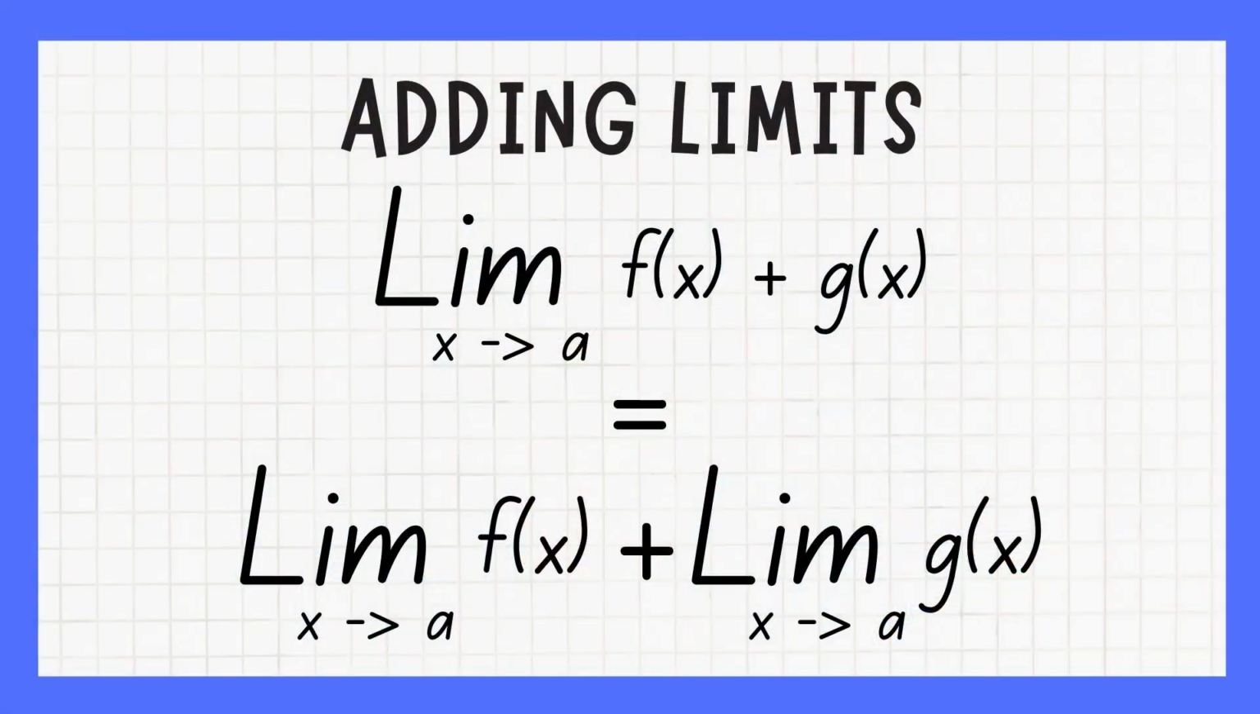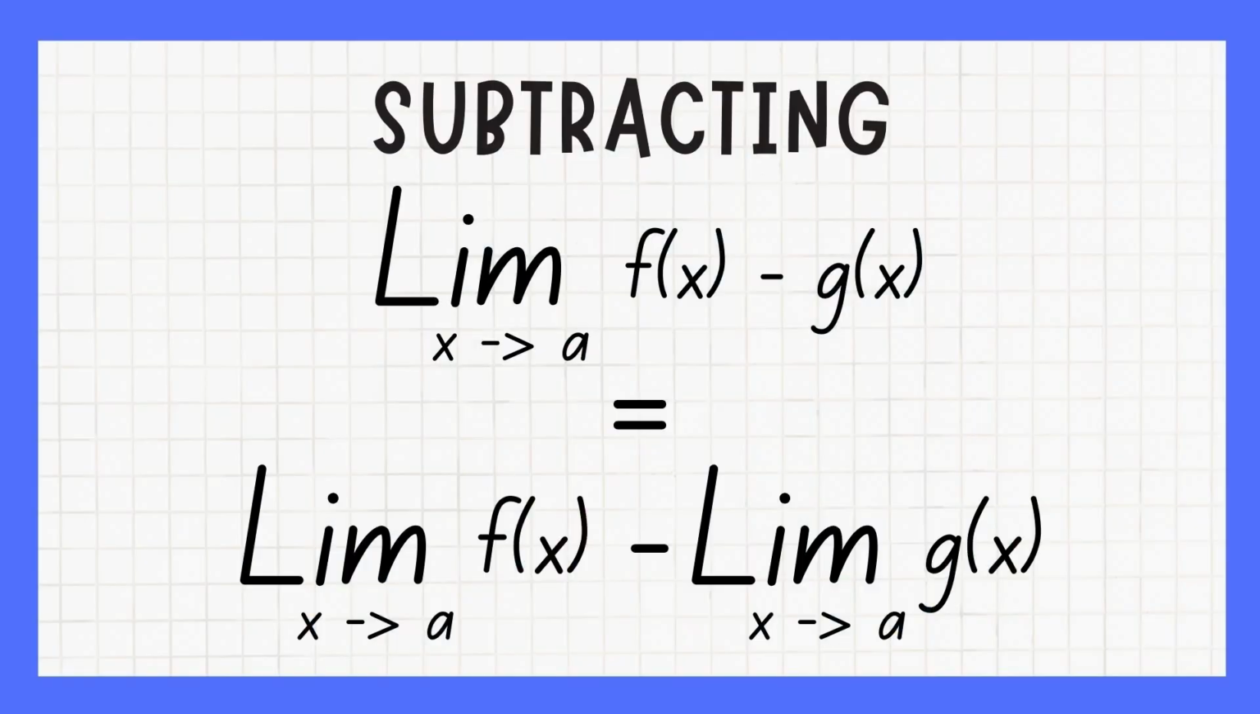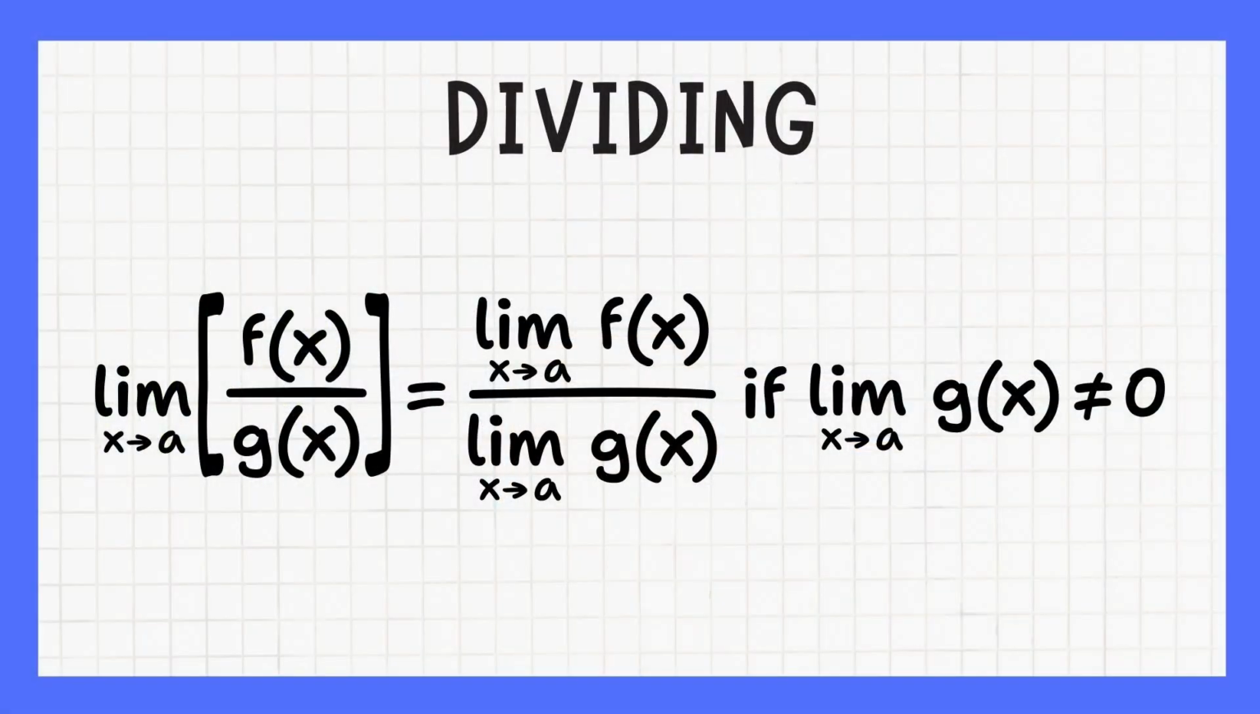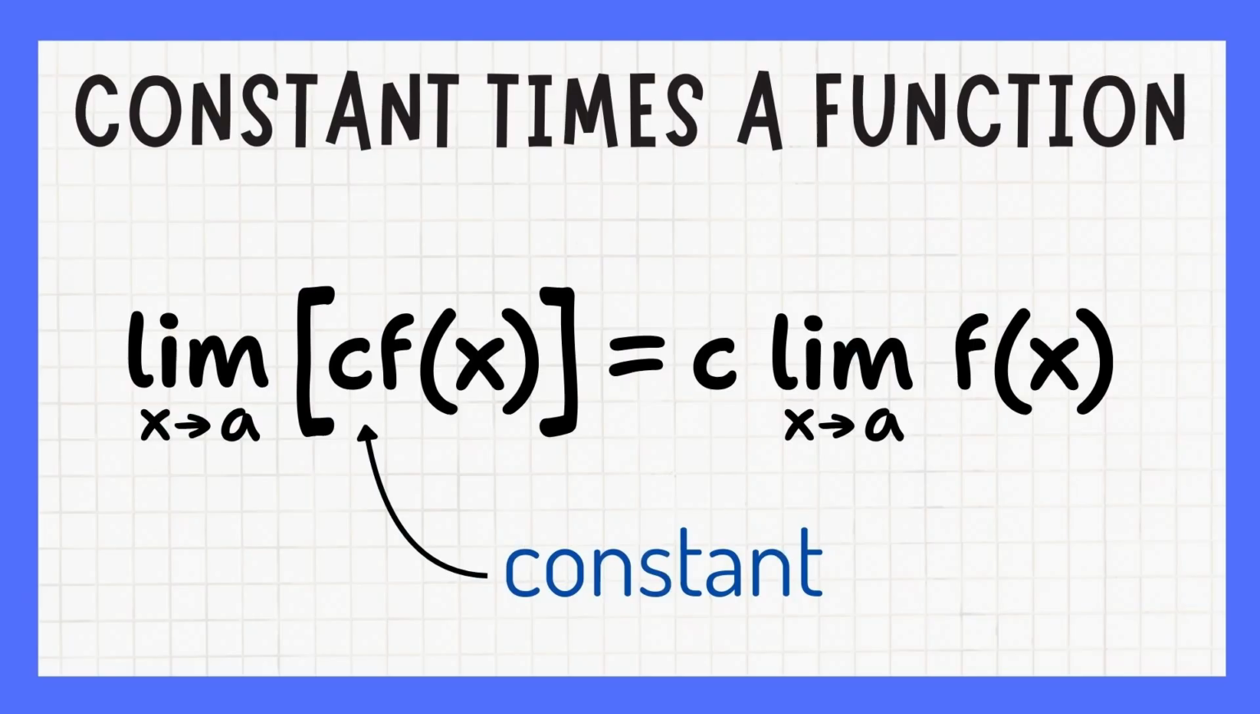First, the limit of a constant is always the constant. Next, the limit of a sum is the sum of the limits. The limit of a difference is the difference of the limits. The limit of a product is the product of those limits. The limit of a quotient is the quotient of those limits. The limit of a constant times a function is just the limit of the function times the constant.